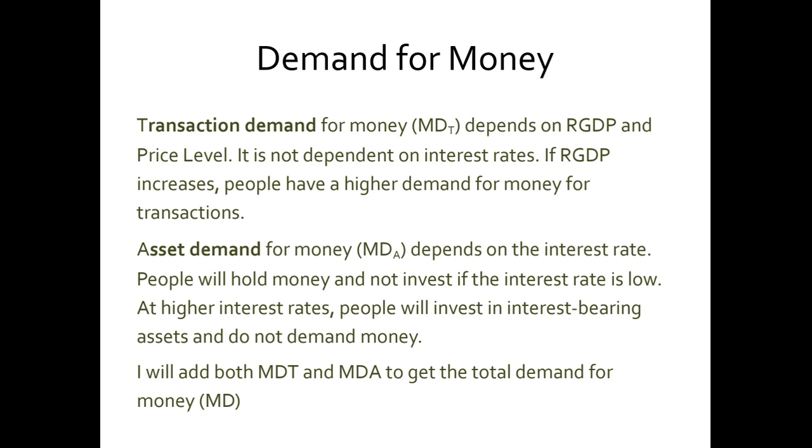At higher interest rates, people will invest in interest bearing assets like government bonds and do not demand money. So we are not demanding money. Why? Because we have already invested in bonds. I'll show you diagrammatically and you'll understand this point.